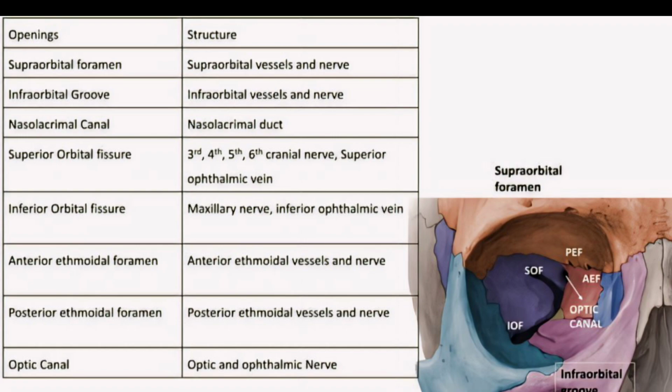Through the anterior ethmoidal foramen pass the anterior ethmoidal vessels and nerve. Through the posterior ethmoidal foramen, the posterior ethmoidal vessels and nerve. Through the optic canal, the optic nerve and ophthalmic artery.